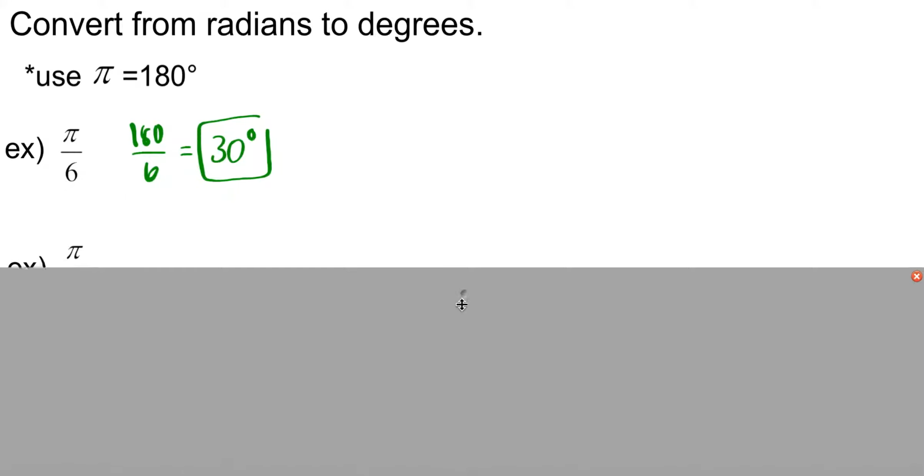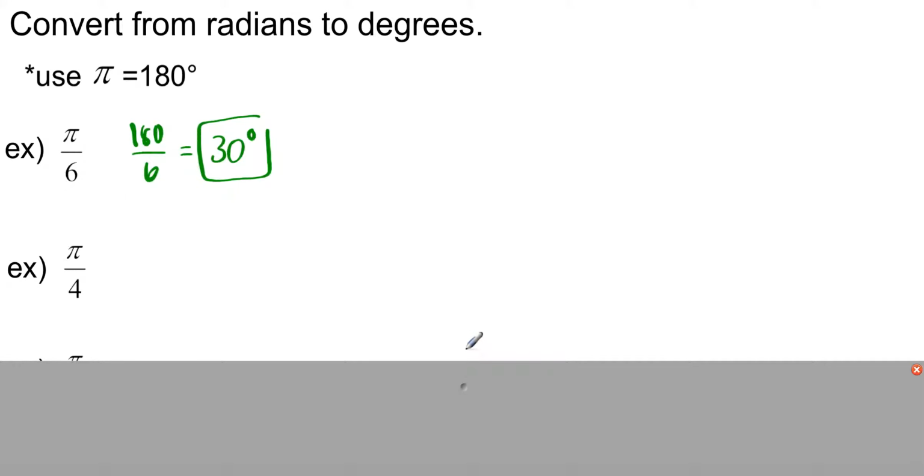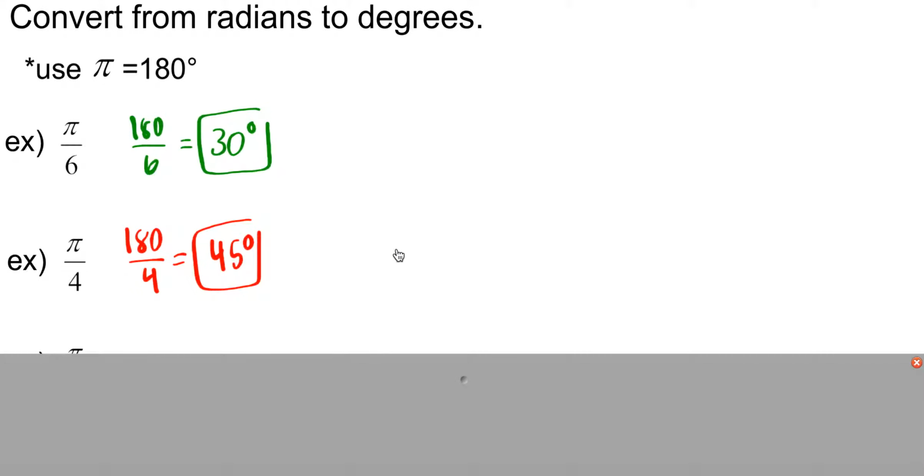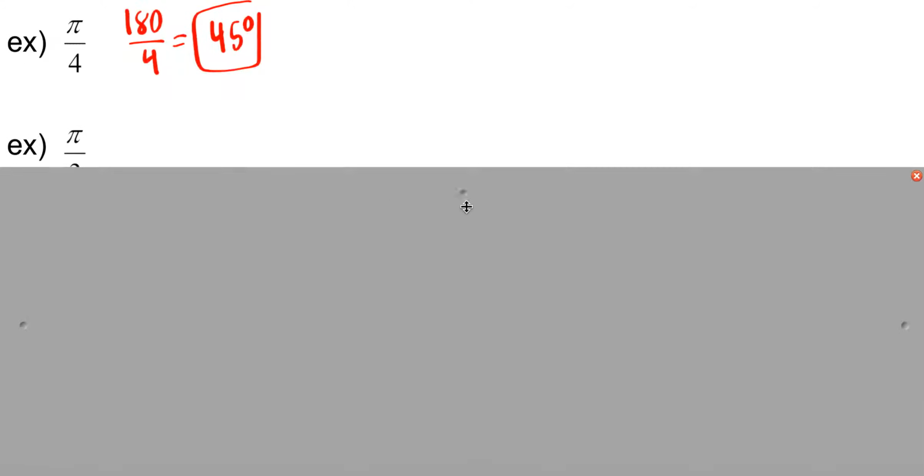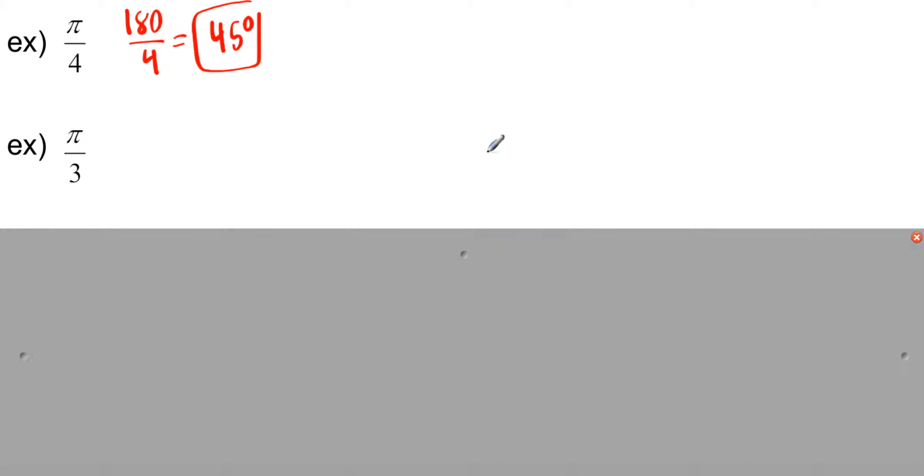Let's do a few more of these to get the hang of it. Let's look at pi over 4. So to convert pi over 4, we're going to substitute 180 for pi. 180 divided by 4, and that's going to be 45 degrees. Okay, got a couple more for you. Let's take a look at pi over 3. Again, we're just substituting 180 for pi. So 180 divided by 3 is 60 degrees.